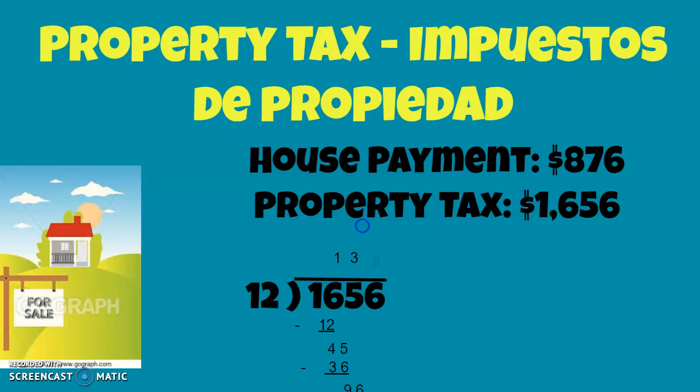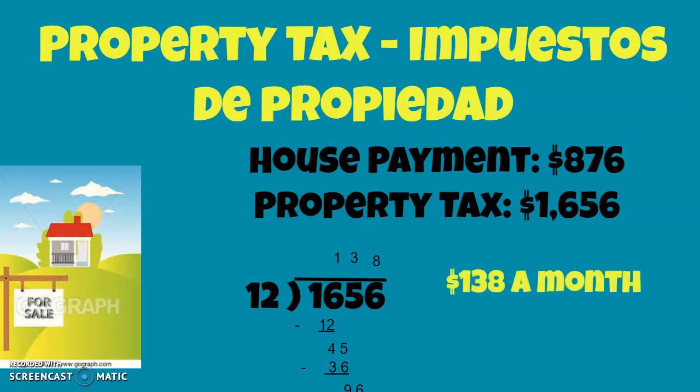I know 8 times 12 is 96. So that gives me 0 remainders. I am going to pay $138 of property tax every month. Voy a pagar $138 de impuesto de propiedad cada mes.